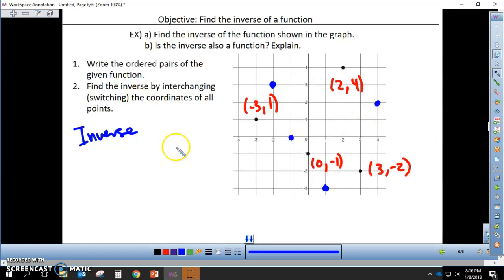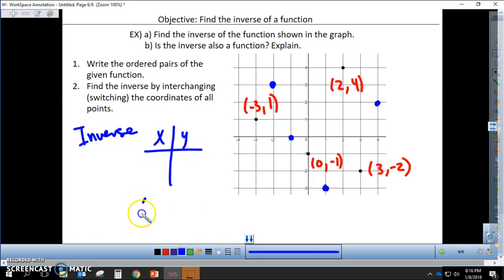And sometimes they might want a table. They might say list them in a table, list them in ordered pairs. So you just do what they want. So in this instance, I just want you to graph it. If they ask for a table, you'll put it in a table or ordered pairs.